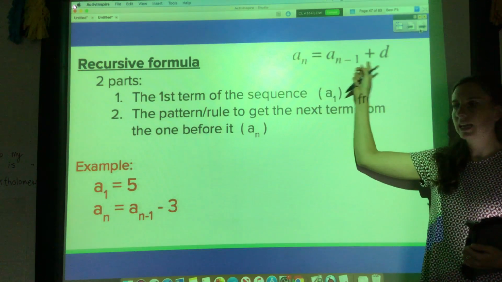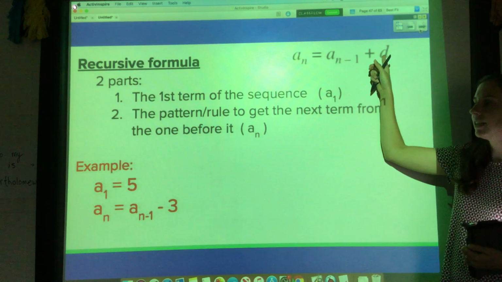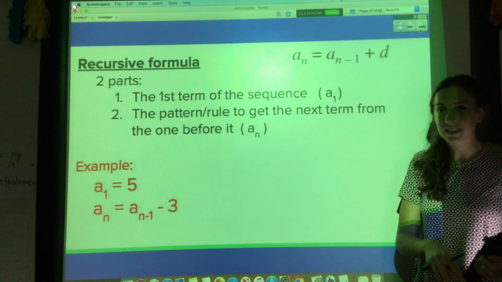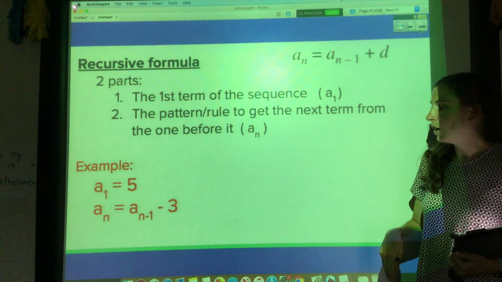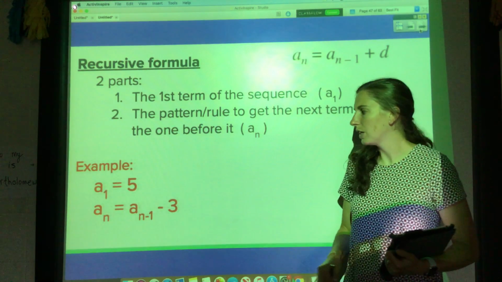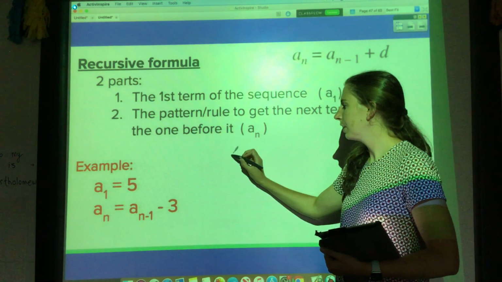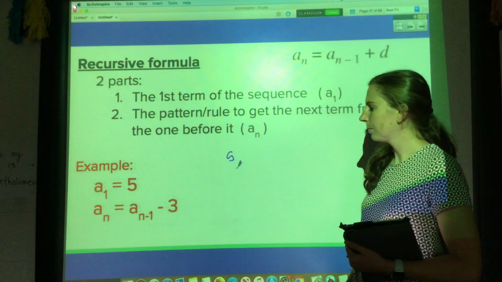It looks like this once again, and you really just fill in the D, and then you have to write the first term, and that's literally all you have to do. For example, here is a recursive formula for a sequence. It says the first term, A1, is 5.